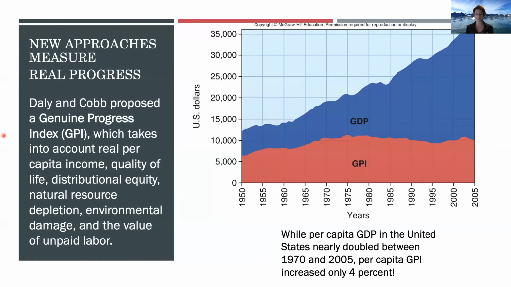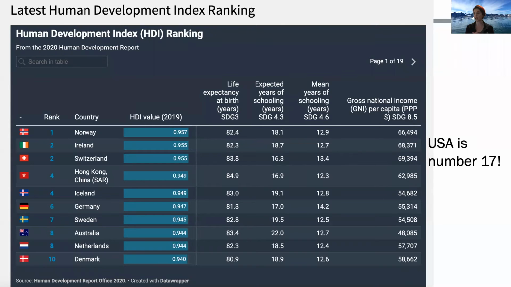So we can ask the question, where does the United States rank in terms of this Human Development Index? And so I put a link to this page on the Tartan for you. But according to the Human Development Index, the United States is ranked as number 17. The top 10 here include Norway, Ireland, Switzerland, Hong Kong, Iceland, Germany, Sweden, Australia, the Netherlands, and Denmark. And we don't even come close to the top 10.